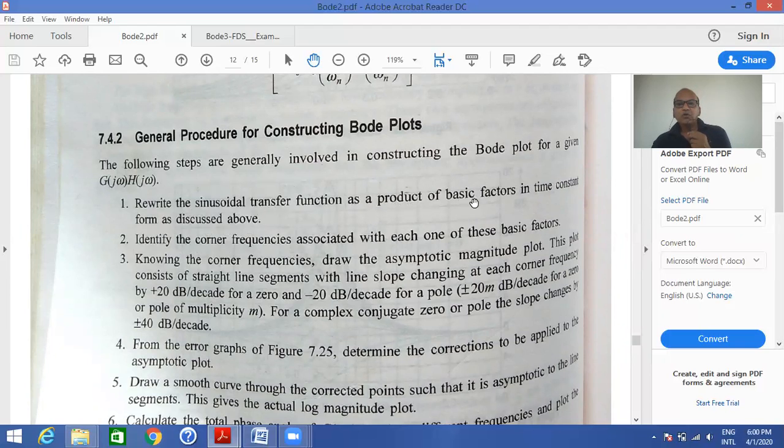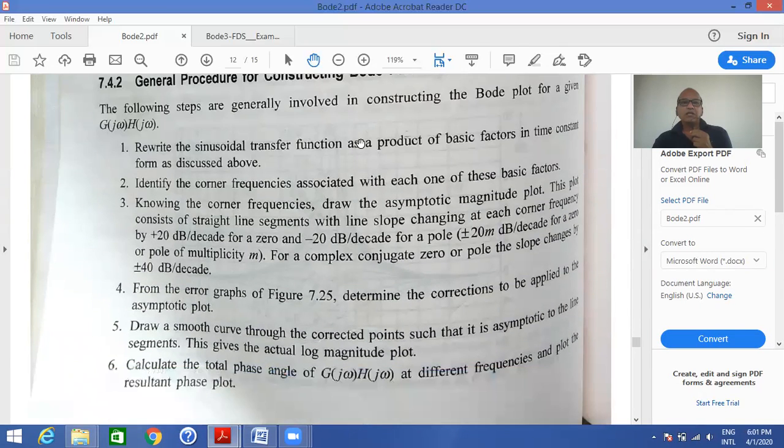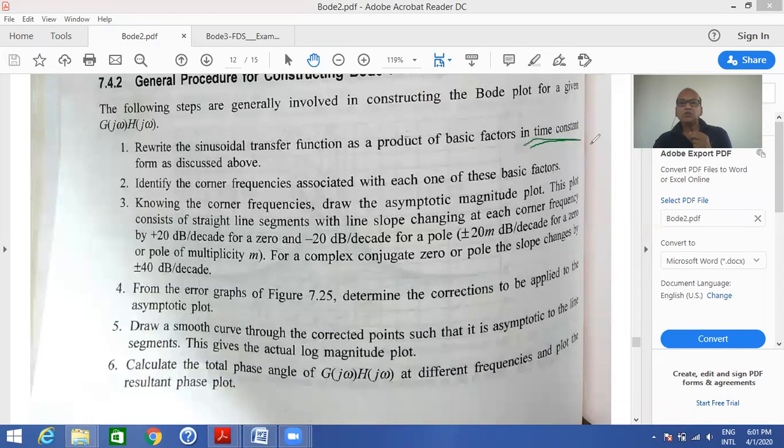Then rewrite it as a product of basic factors in time constant form, as discussed above. Converting into the sinusoidal form with s equal to j omega, it converts into the time constant form. The time constant form of the system is a constant K, and the zero factors are of the form 1 plus sT1.